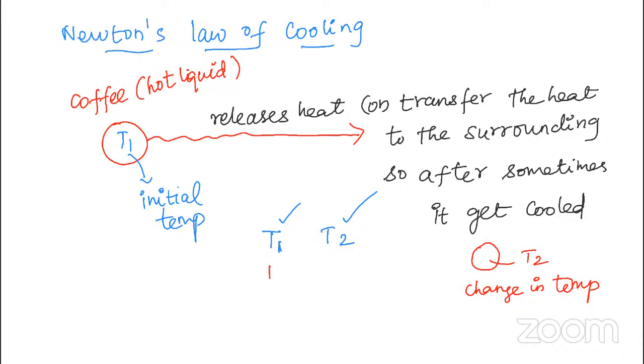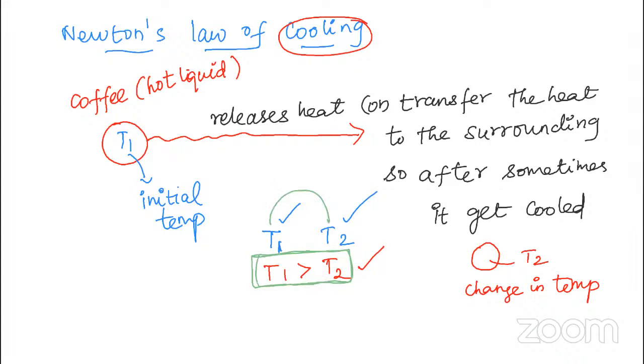So T1 is greater than T2. So at that time, what is happening? The heat energy is exchanged with the surroundings. So the rate of cooling value mainly depends upon the temperature difference, here the temperature difference between T1 and T2.